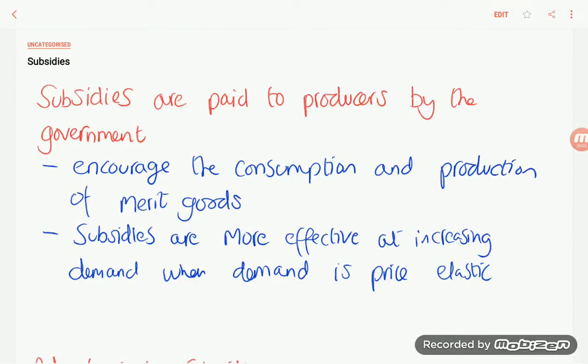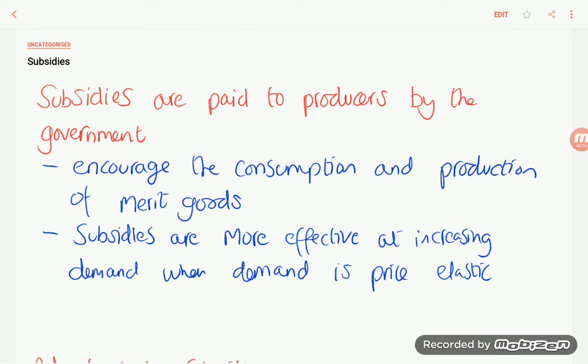Subsidies. Subsidies are paid to producers by the government. The government may pay subsidies with the aim of encouraging the production and consumption of goods and services with positive externalities, for example, merit goods. A subsidy increases the supply of a good or service to the right. That is, the supply curve shifts to the right.